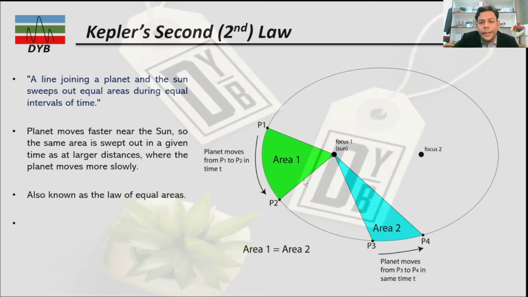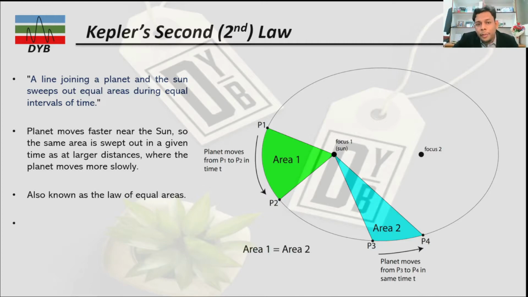Let's look at the second law, which makes it easier to understand the first law. He stated that a line joining a planet and the sun, so let's say this is the planet's orbit, sweeps out equal areas during equal intervals of time. The planet moves faster when it is near the sun. So if the planet is here, it will move slowly, but when it is near the sun, it will move fast.